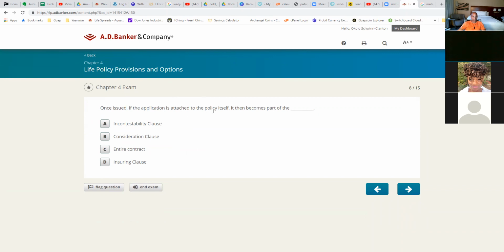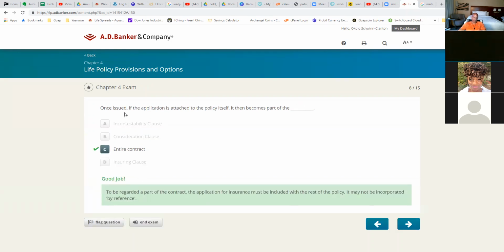Once issued, if the application is attached to the policy itself, it then becomes part of the incontestability clause, consideration clause, entire contract, or the insuring clause. Any guess there, Keith? I'm sorry, I was writing a note about that last question. No, okay. Once issued, if the application is attached to the policy itself, it then becomes part of the blank. Incontestability clause, that doesn't really sound right. Consideration clause, maybe, but doesn't 100% sound right. Entire contract, maybe. See, you're 100% right. The entire contract is the application and the policy and the riders. It's basically everything put together. It is the entire contract.